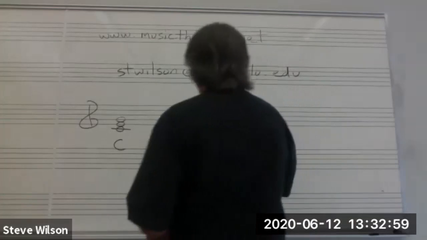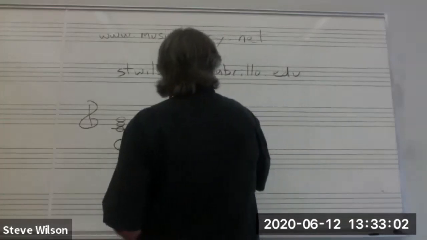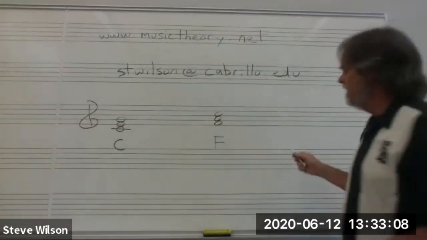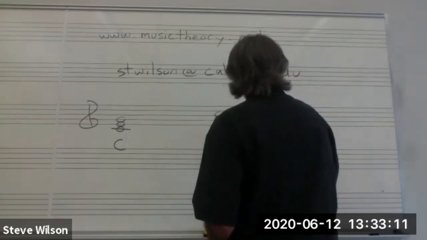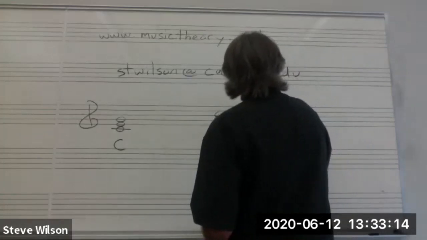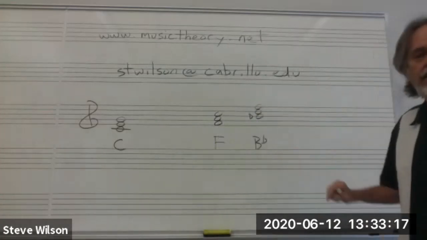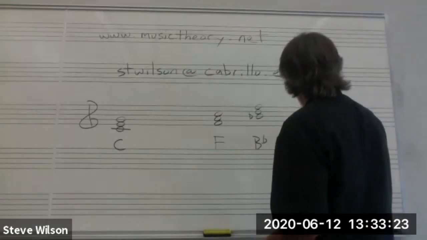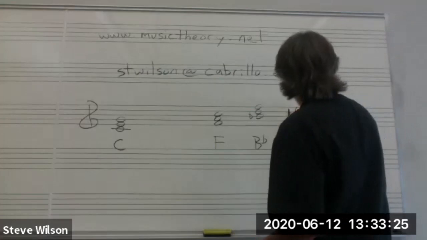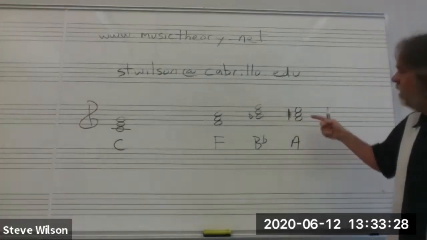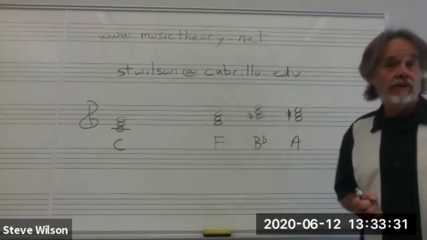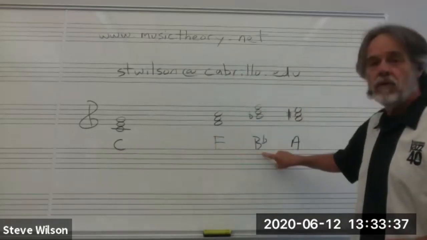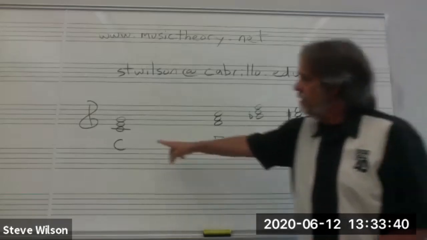So if I just said F, that would be an F major triad, 1, 3, 5 of an F major scale. If I said B flat, that would be B flat, D, F, 1, 3, 5 of a major scale. If I wrote A, that would be A, C sharp, E, which is 1, 3, 5 of an A major scale. Okay, so the capital letter for the root of the chord is going to be the acceptable chord symbol for that.